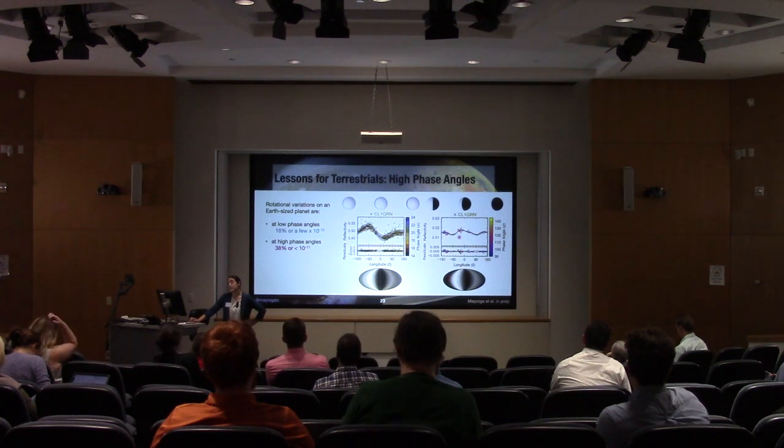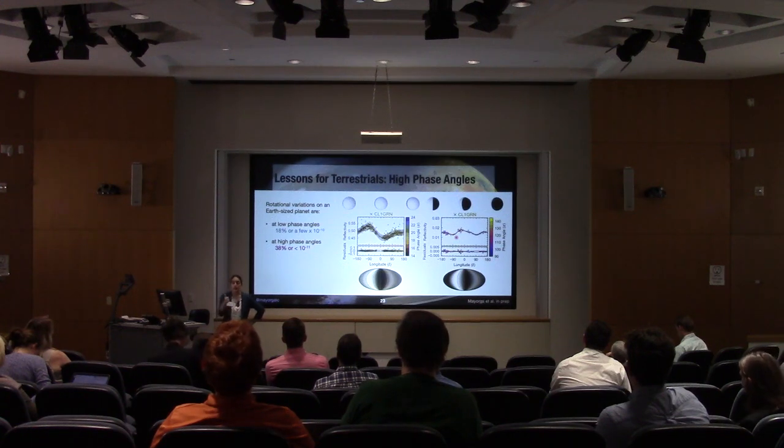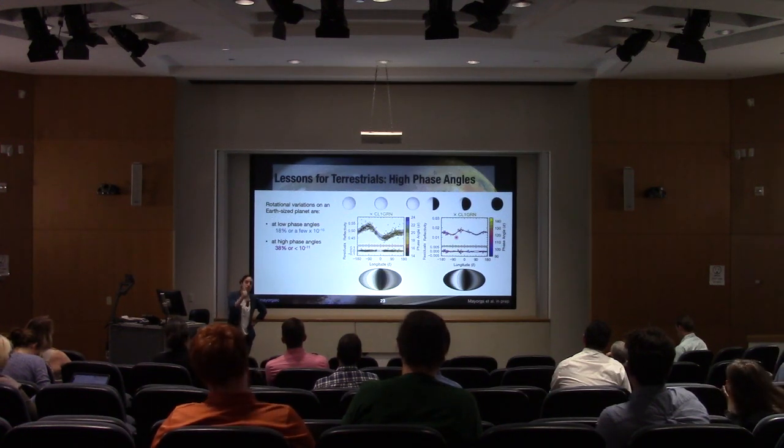But it's really interesting that the shape of this is different, right? Because that implies that there's a difference in the way that rotationally the color of this object will vary as well at higher illumination phase.